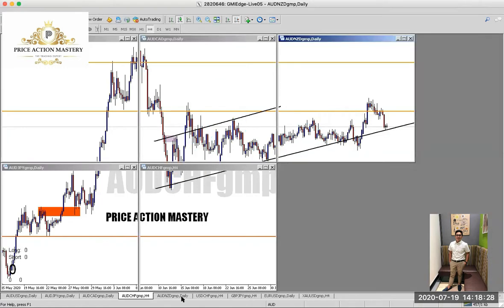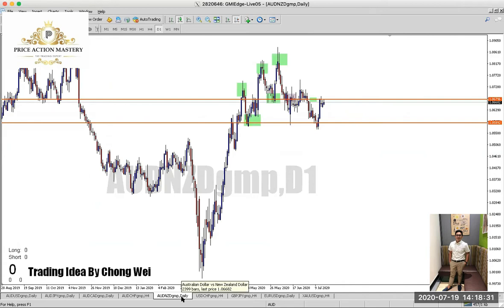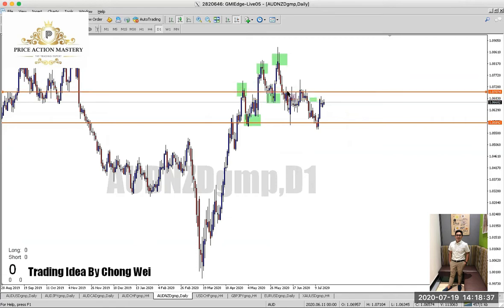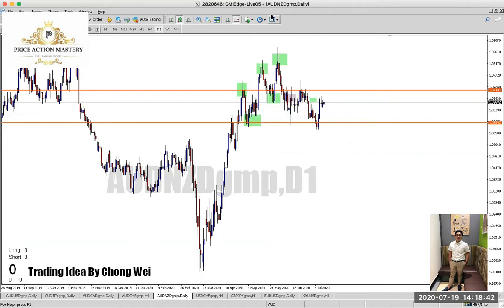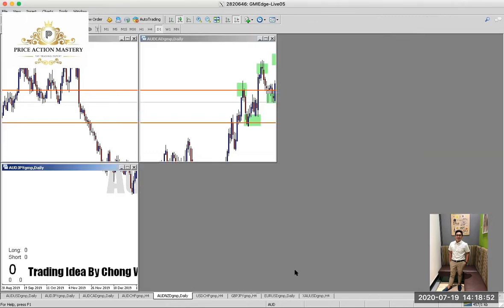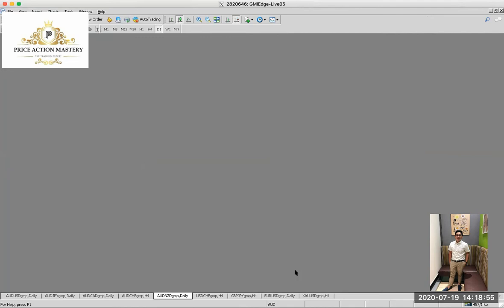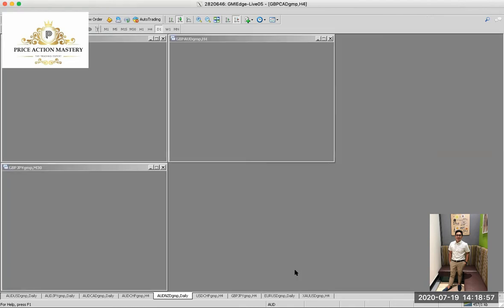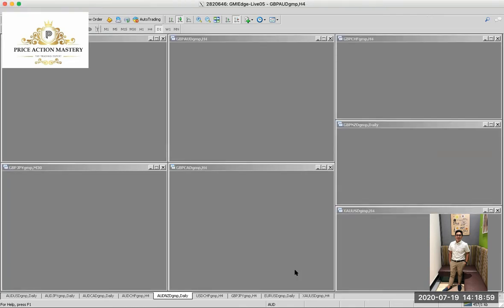Another one, AUD NZD. This market will be quite choppy for me, but it's very clear that this area will be a good sell, so I'll just wait for a short trade here. The next will be the GBP pairs, the Great British Pound. Let's look into the Great British Pound.